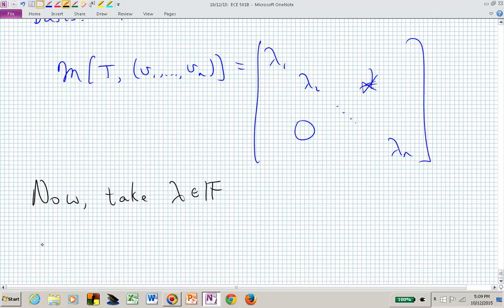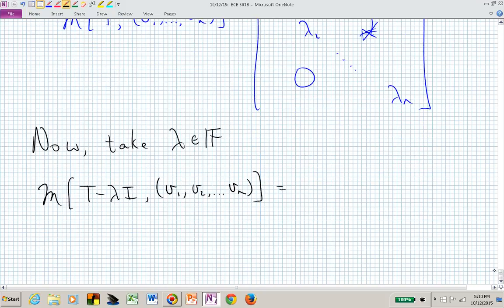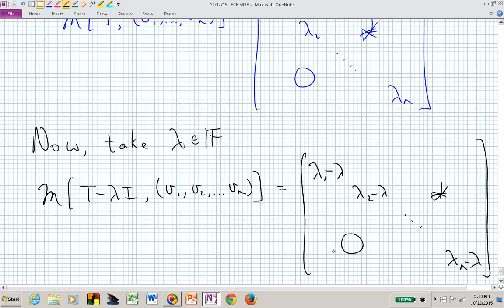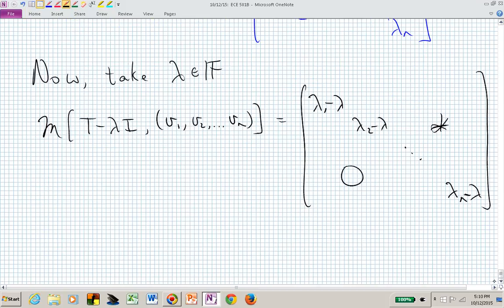So now let's look at the matrix representation of T minus lambda I in this same basis, where the only thing that we've done is we're subtracting lambda on the diagonal. So we now have lambda 1 minus lambda, lambda 2 minus lambda, lambda sub n minus lambda. We haven't changed anything on the off diagonal, below or above.